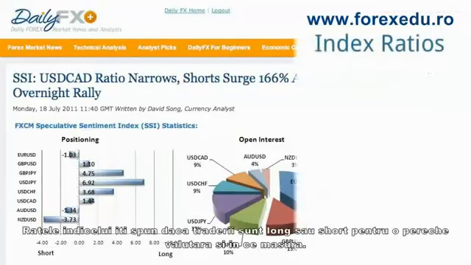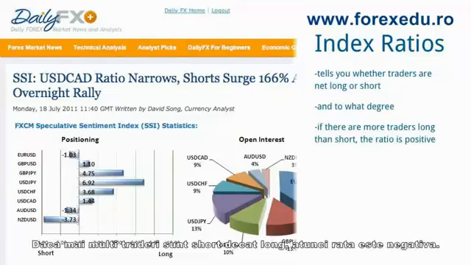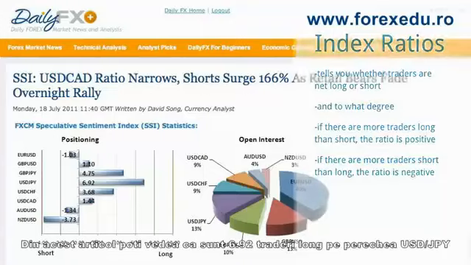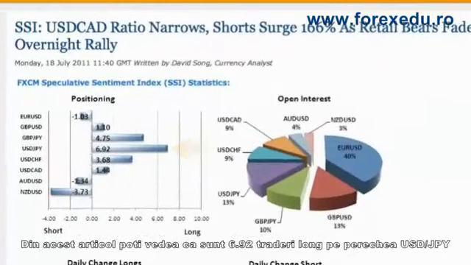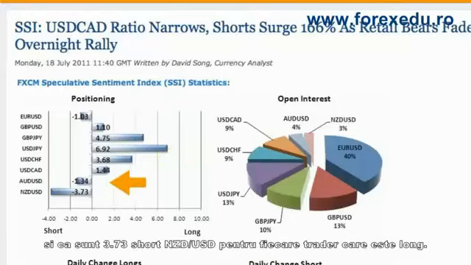An index ratio tells you whether traders are net long or short a particular currency pair, and to what degree. If there are more traders long than short, the ratio is positive. If there are more traders short than long, the ratio is negative. From this article, you can see that there are 6.92 traders long the dollar-yen for every trader that is short, and that there's 3.73 traders short the Kiwi dollar for every trader that is long.